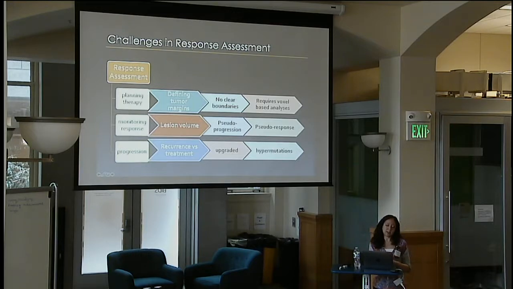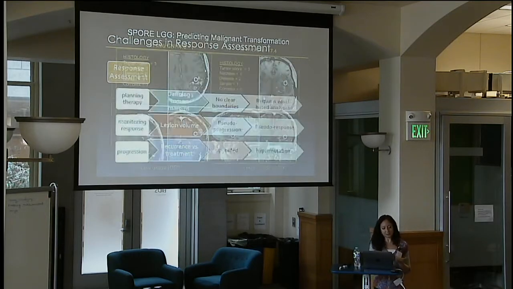And then the last part of the challenge and response assessment is when it comes to the time of progression. So at this point, if you suspect progression, you need to know whether it's recurrent tumor or the effective treatment, whether or not the person has upgraded in their actual disease status, like if they started as a grade 2 and now it comes back as a grade 4 rather than just getting bigger as a grade 2, and then if there's any hypermutations associated with the therapy.